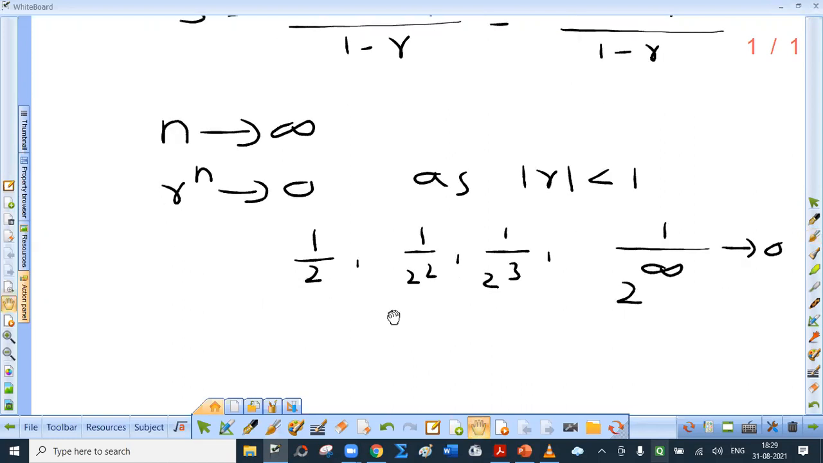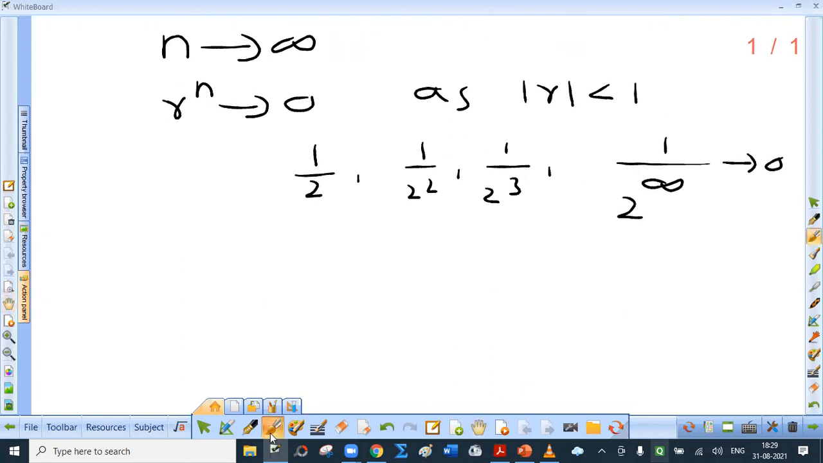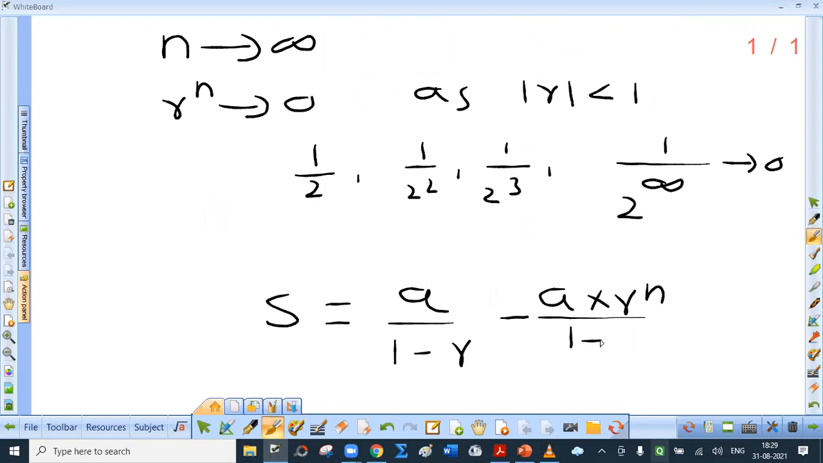So can you tell me what is the sum in that case? So sum becomes, I will write that part once again: A upon 1 minus r minus A into r raised to n upon 1 minus r. This is the simple formula for geometric progression. Now this part is nothing but 0. So what is the formula for sum to infinity? It is nothing but A upon 1 minus r.